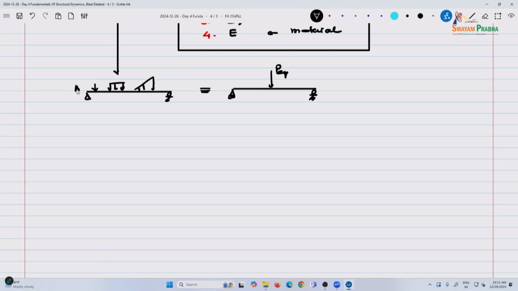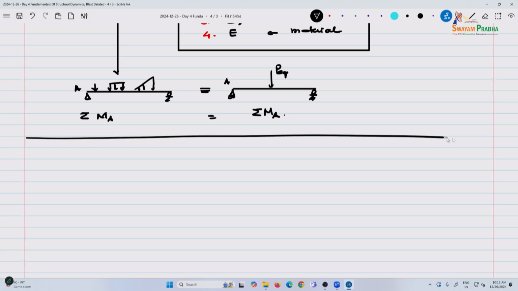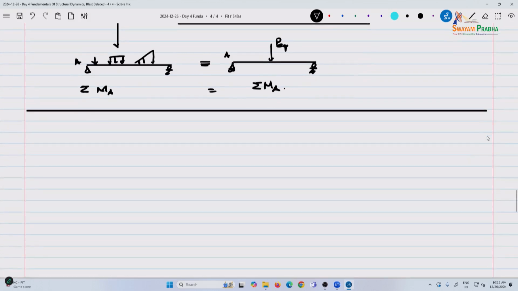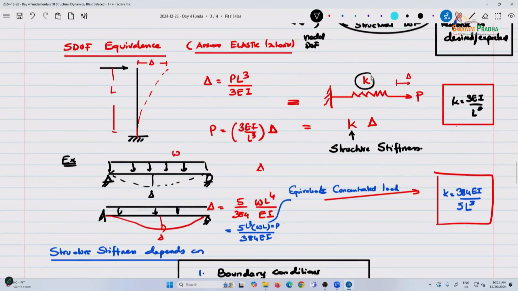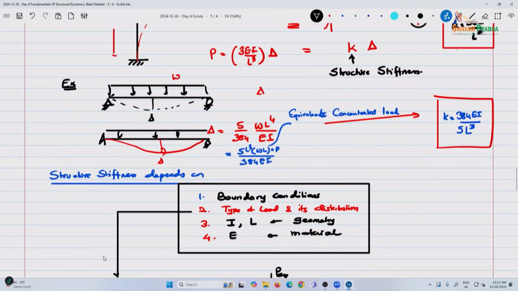Based on, let's say this is A, the sum of moments, basic statics, is equal to the sum of moments about A, right? Now that we've got that part of the way, because we have defined a DOF, we have defined P. Our spring model is defining K, defining delta, that's of course the metric, defining P. So we've got a model set up.